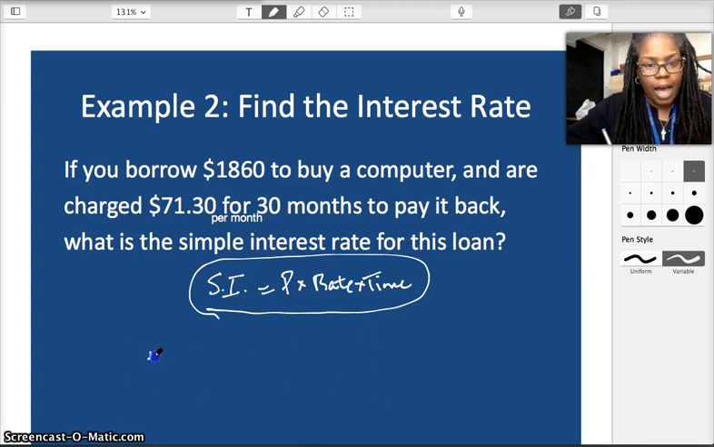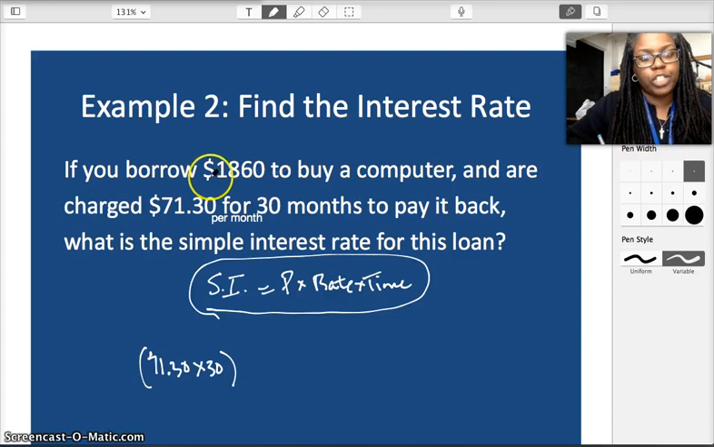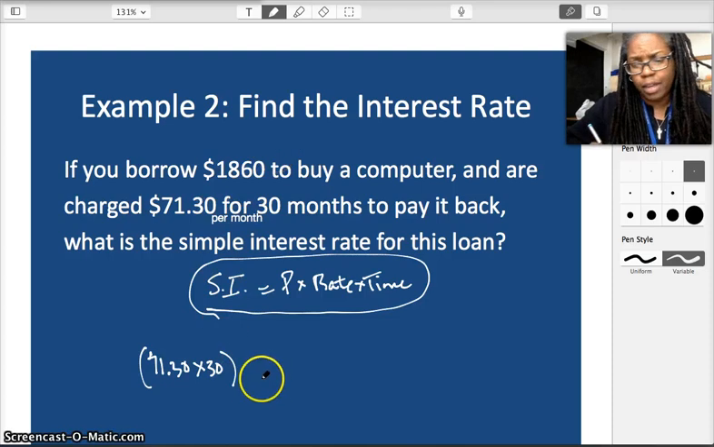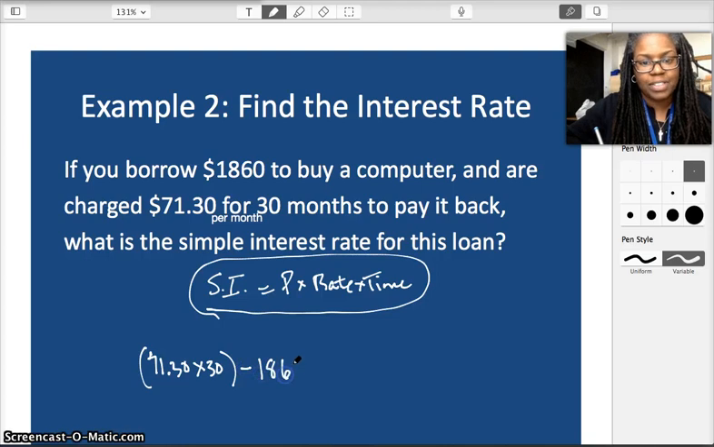So I'm going to pay $71.30 for 30 months, right? This has to be a bit over the original loan amount because that's how the company that's giving me the loan is going to make the money. So whatever that answer is, I'm going to subtract 1,860 from that, okay?